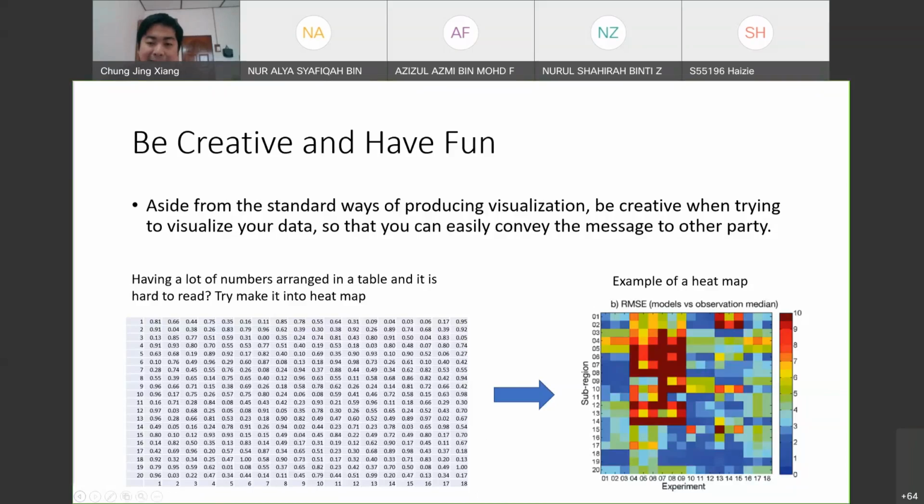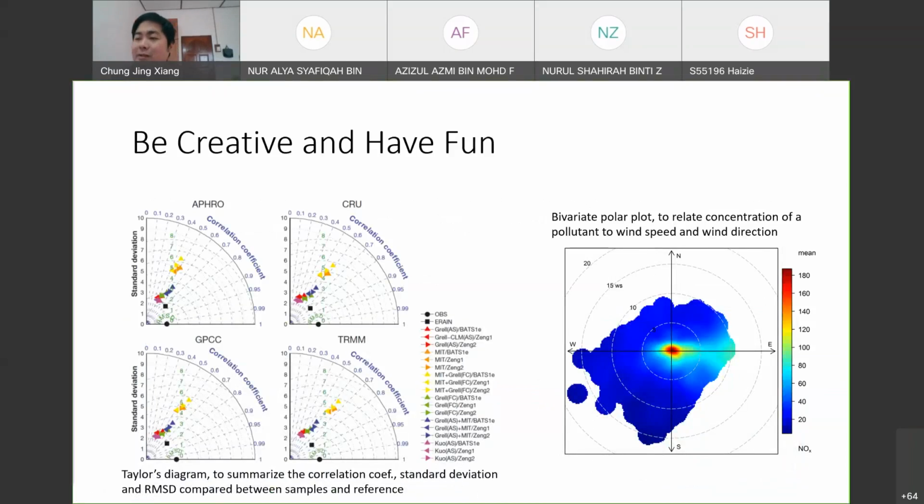So another more complex figure is like this. Yeah, this is like a fan-shaped diagram. What this diagram actually does is summarize 3 pieces of information into one: the standard deviation, correlation coefficient, and root mean square error. Okay, it can summarize everything into one diagram. The black dot, black circle dot, is a reference, and the colorful thing is your experiment. If the colorful thing is closer to the black dot, it is performing good. So straight away you look at this diagram, you can tell which experiment performed the best, right?